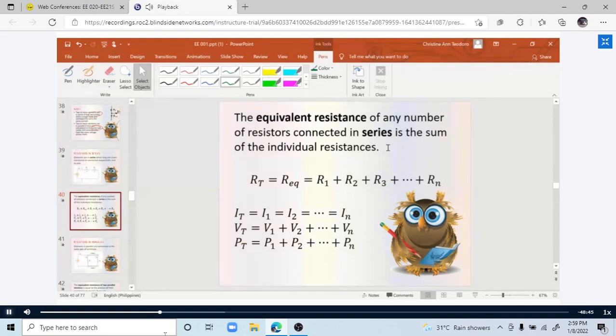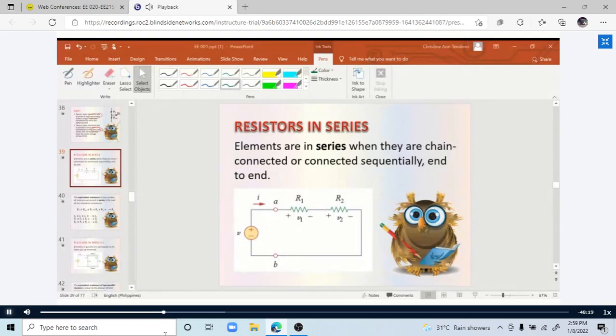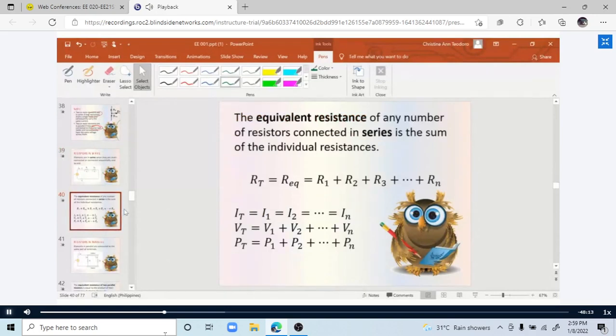So for example, if you have two resistors or three resistors in series, in order to get the total resistance or the equivalent resistance, you just need to add them all. Let's say in this circuit you have R1 and R2. R1 is 1 ohm and R2 is 2 ohms. What is now the total resistance of the circuit? 3. Very good. It's very easy. It's just like you are in grade 1, you just need to add in order to get the equivalent resistance.